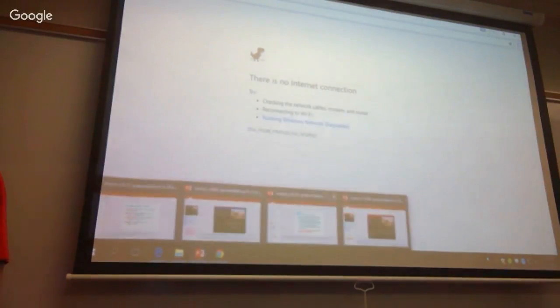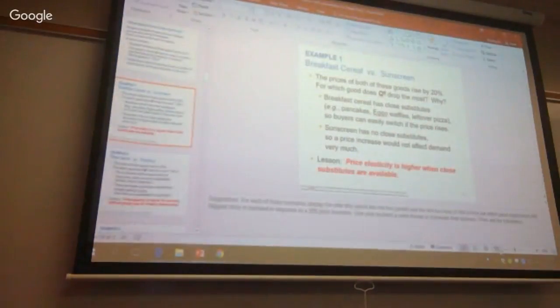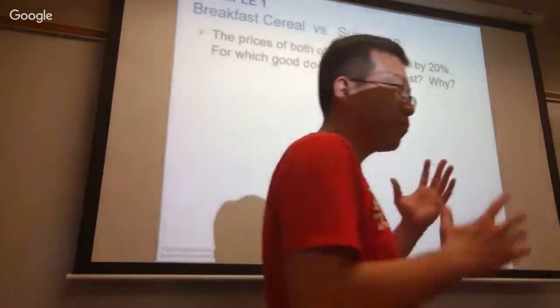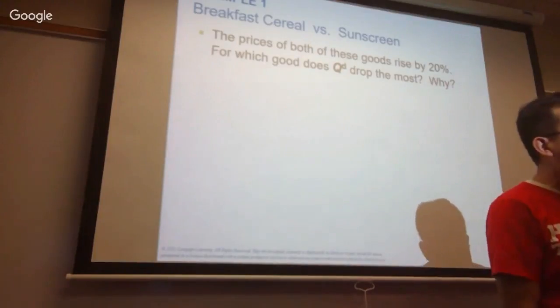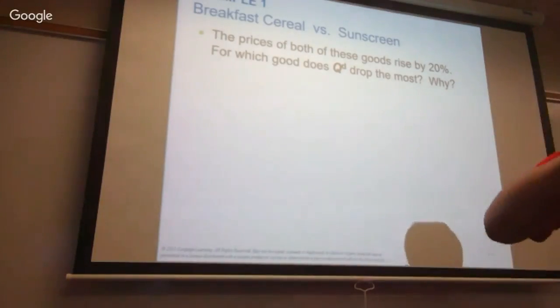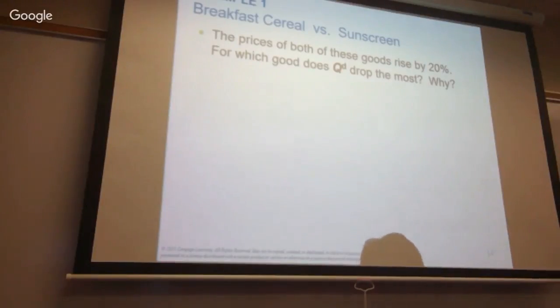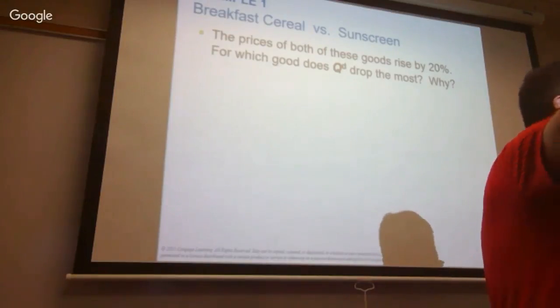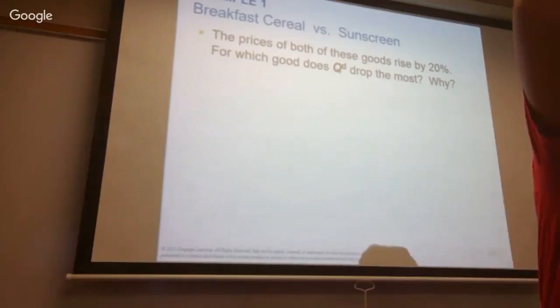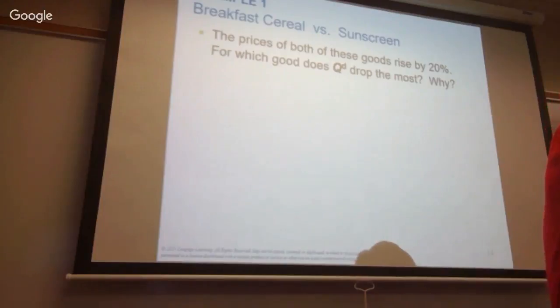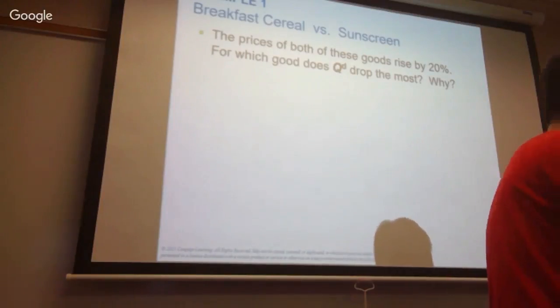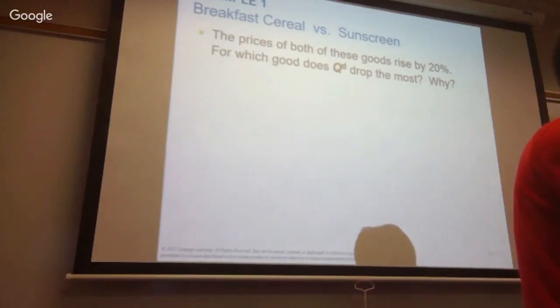Let's go back over here. So when the price for both goods changes, for breakfast cereal, we have other options. We can buy other stuff. But for sunscreen, we don't have that many options, right? So when the price for sunscreen increased by 20%, we still have to buy it. Now, let me tell you what point elasticity means. If you have a high elasticity, that means consumers are more flexible. We can buy other stuff because we're more responsive to the price change. If you have a low elasticity, that means we don't change at all. We still buy this good when the price changes.